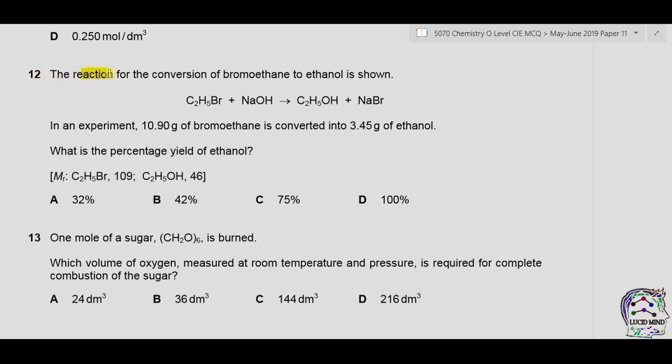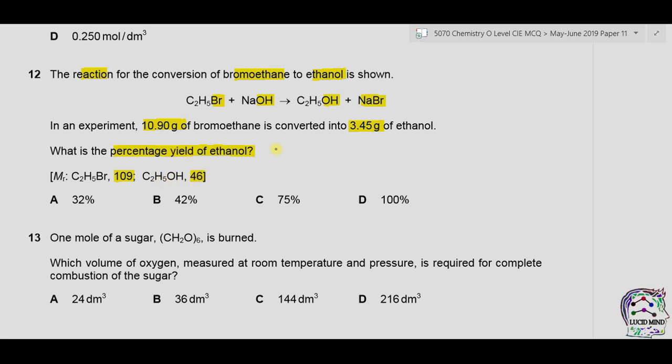Question 12. The reaction for the conversion of bromoethane to ethanol is shown. This is the reaction in which bromoethane converts into ethanol by reaction with sodium hydroxide. Now OH displaces Br and Br is left out with sodium. In an experiment, 10.90 grams of bromoethane is converted into 3.45 grams of ethanol. What is the percentage yield of ethanol? Molecular masses are given. For C2H5Br it is 109, for C2H5OH it is 46.